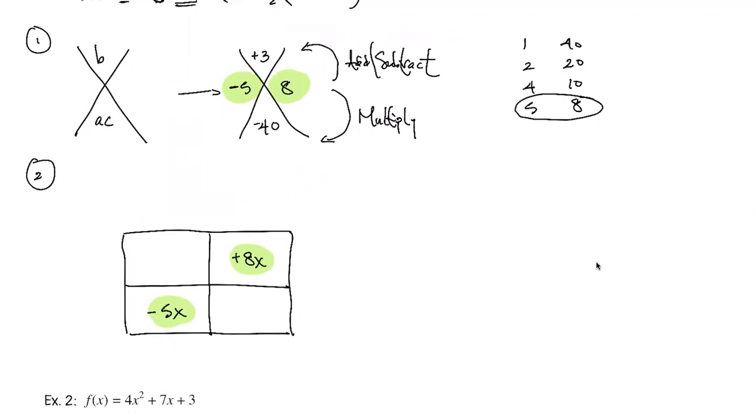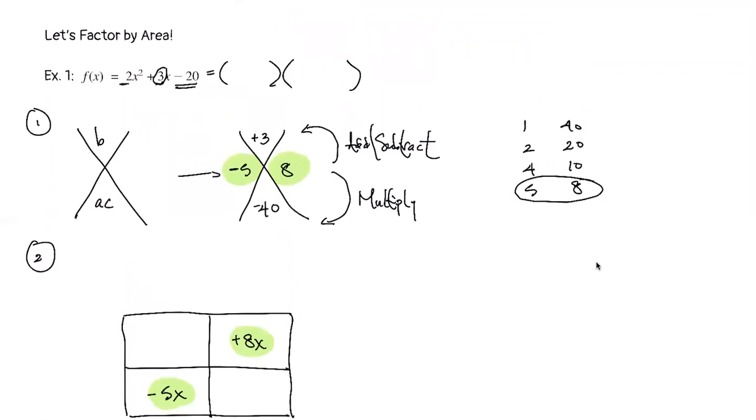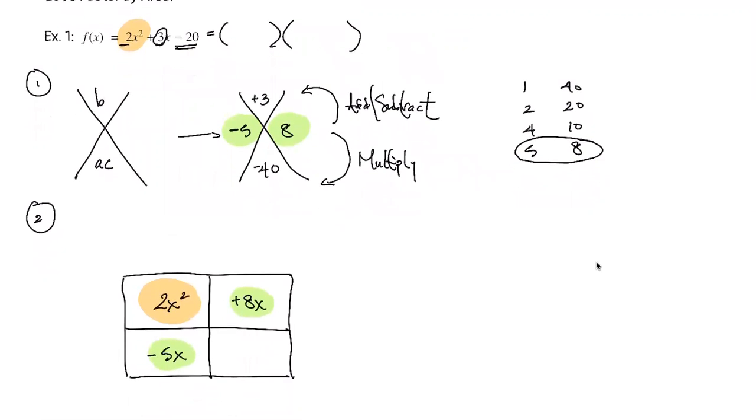Okay, what did we do next? Well, next we went back to the original problem, and we grabbed the first term there, and we wrote it in this top left-hand box, 2x squared. Okay, now we want to save that last box so that we can check. We want to save this box to check our answer. That's kind of what I really like about this technique, factoring by area, is that there's a built-in check to tell you whether you did the problem right or wrong.